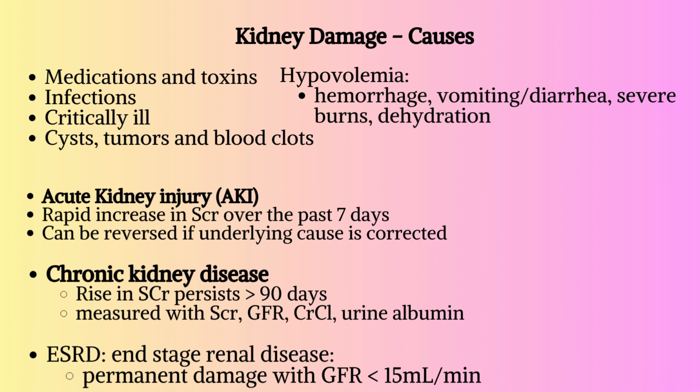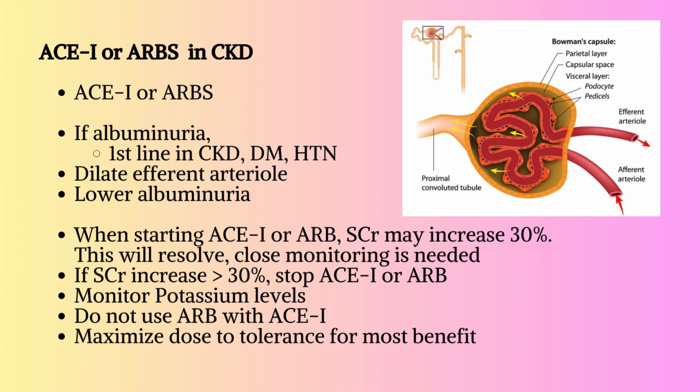It's classified as acute kidney injury if serum creatinine rises rapidly over 7 days, and sometimes the only indication of kidney injury is a decline in urine output. It can be reversed and cause no further problem if the underlying cause is reversed rapidly. If the rise persists for more than 90 days, then it becomes chronic kidney disease and may not be reversible. As damage progresses and becomes permanent, renal function becomes significantly impaired, and GFR less than 15 milliliters per minute is labeled as end-stage renal disease.